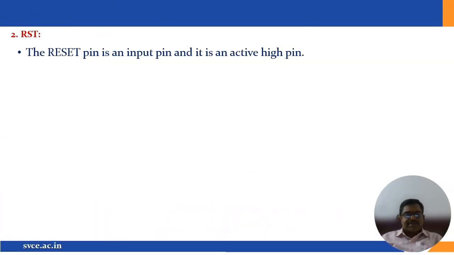This is the reset pin. The reset pin is an input pin, and it is an active high pin. There are active high pins and active low pins. You might know that an active high pin, on receiving a one, that is an active 5 volt supply, will activate the process. It is like a normal switch. And an active low pin, when it is receiving nothing, is active. When it receives some signal, then it becomes inactive. So that is an active low pin.